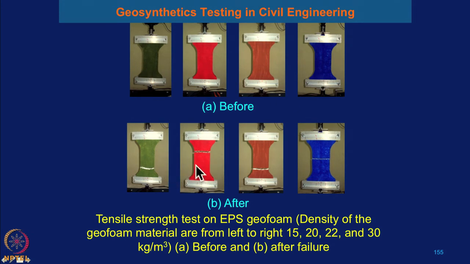In some samples the failure is not at the edge; some samples fail at the top, sometimes at the bottom, and some at the center of the EPS geofoam material. So, it is preferable that the sample should fail at the middle. I am showing you the different types of failure pattern when you perform the test, and which failure pattern you should accept to have the exact result for the tensile strength of the EPS geofoam material.